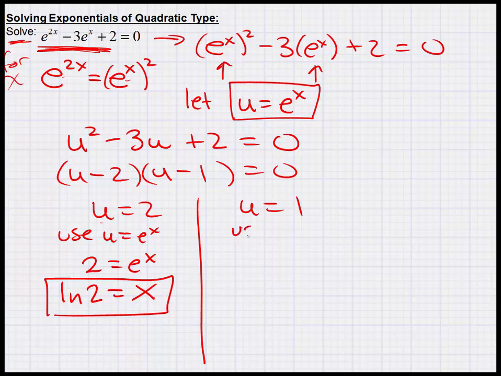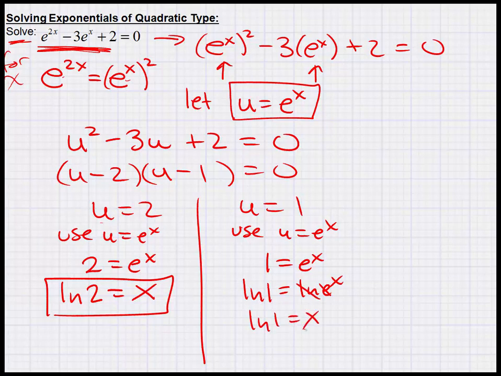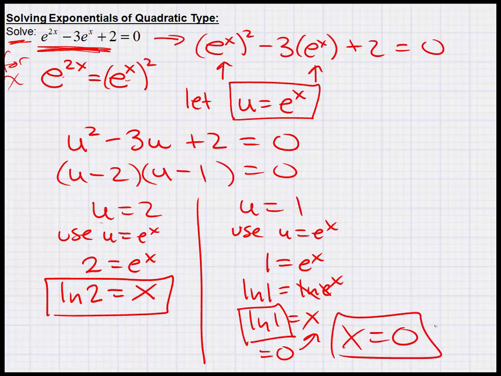Here's another u. If I use u equals e to the x here, I can say, okay, 1 equals e to the x. So if I take the natural log of 1 equals the natural log of e to the x, these cancel, I get natural log of 1 equals x. There's my other answer. But remember, natural log of 1 equals what? Natural log of 1 equals 0. So this is the same thing as x equals 0 is my other solution. So here's one solution, here's another solution.